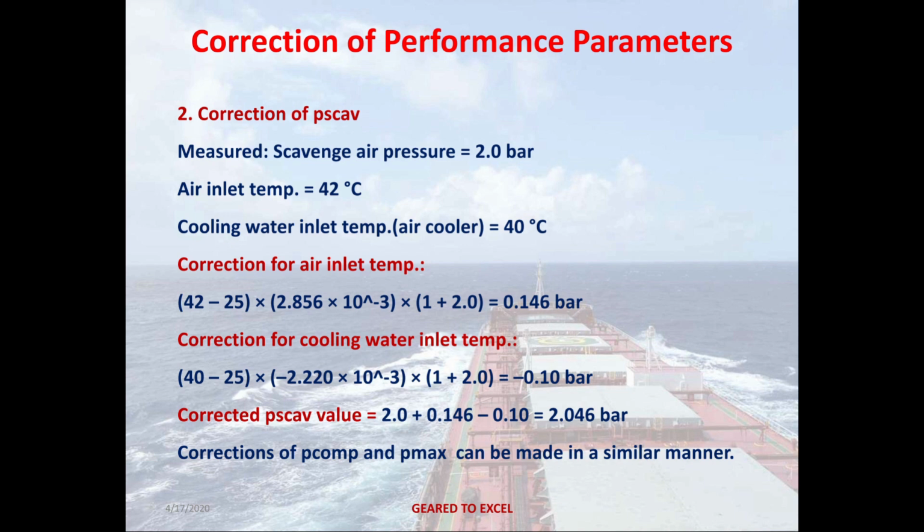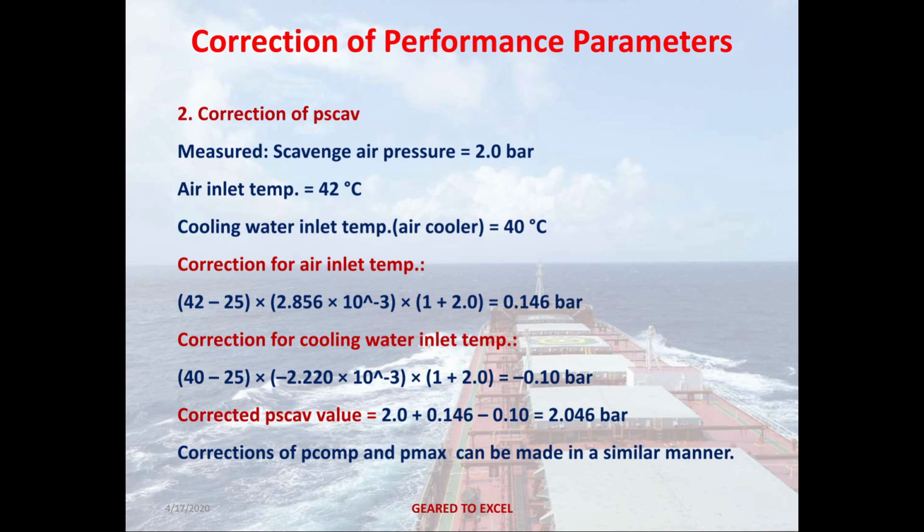This value is taken from the table, into 10 raised to minus 3, into 1 plus 2.0, that will come to 0.146 bar. And the correction for cooling water inlet temperature, same way: 40 minus 25, into minus 2.220, which is taken from the table, into 10 raised to minus 3, into 1, also taken as a K from the table, plus 2 is the measured scavenger pressure. That will give you minus 0.10 bar.